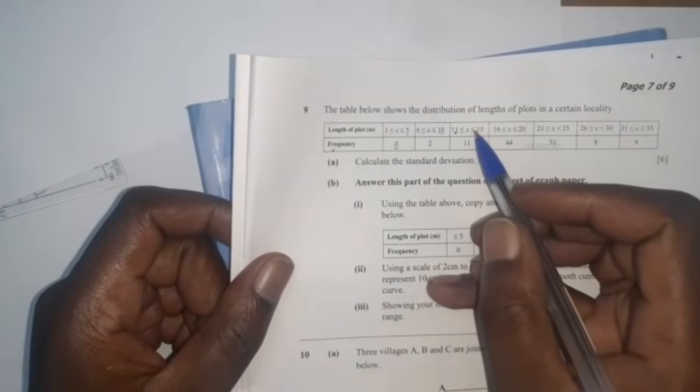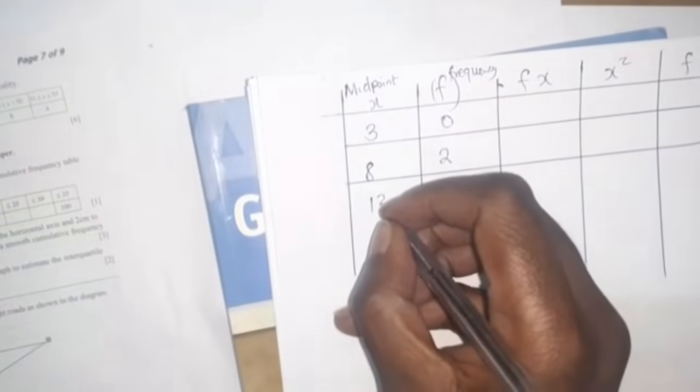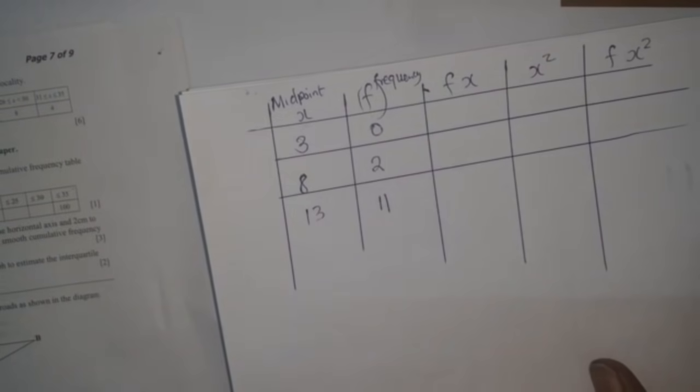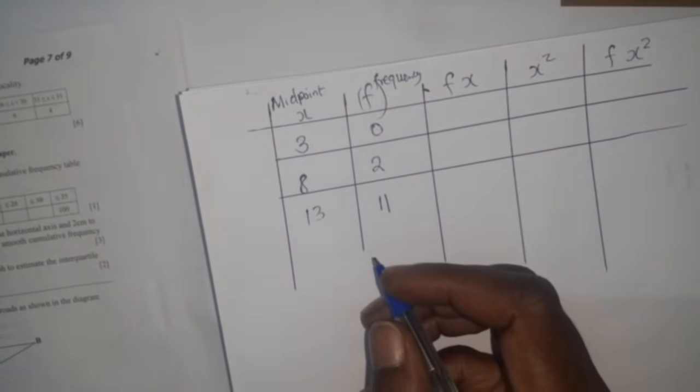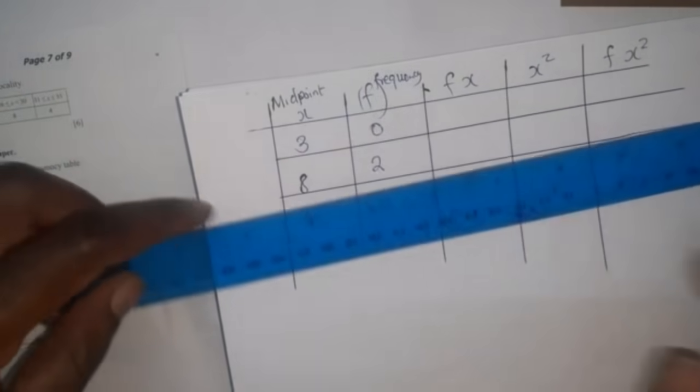So then, we come to the other one, which is you have 11 and 15. When you add these, you're going to get 26. 26 divided by 2, you have 13. Then what is the frequency? The frequency is 11. So let's work with this table first on these 3.